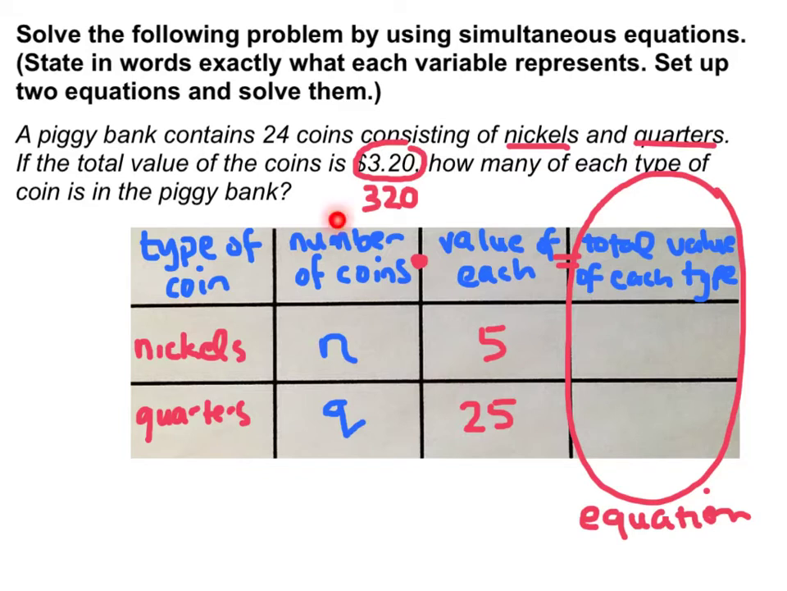So once we have the number of coins column filled in and the value of each column filled in, we could actually find the total value of nickels to be 5n and the total value of quarters to be 25 times q.